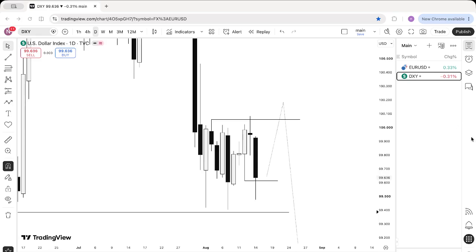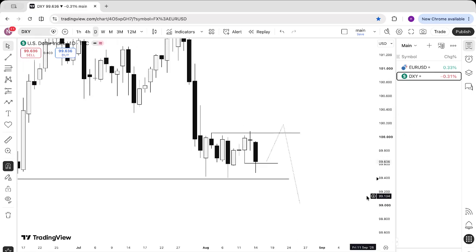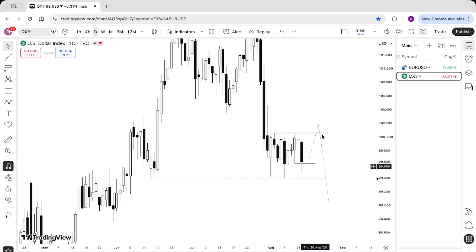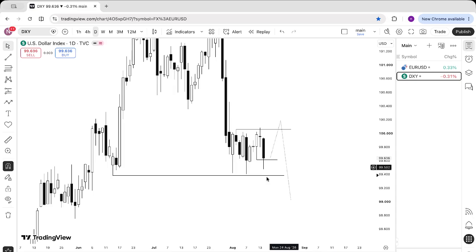I'm bearish on DXY. Okay. Bias doesn't change with this. I'm bearish, right? It's just how are we going to print bearishly is what I'm asking. That's what I'm focused on.